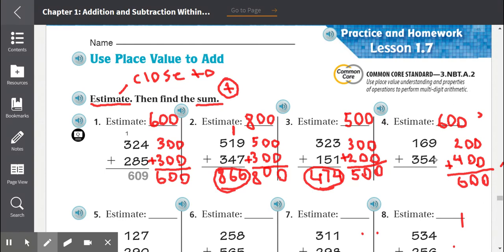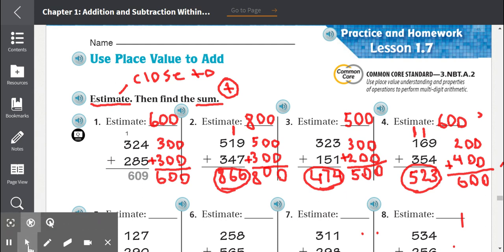So 9 plus 4 is 13. We added the ones, so now we carry the 1 up top. Now we add the tens. 1 plus 6 is 7. 7 plus 5 is 12. So we carry the 1 over to the hundreds place. Now we add all of the hundreds. 1 plus 1 is 2. 2 plus 3 is 5. So our actual answer is 523. And our estimate was 600.